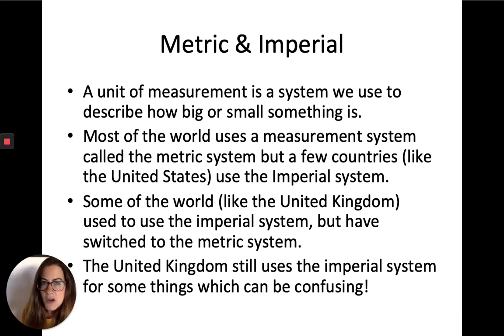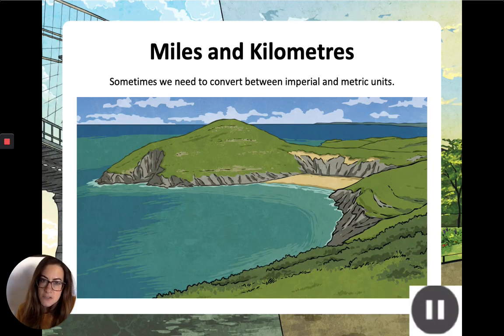So just a reminder, we've been through this in our answers there, but just to be really clear, a unit of measurement is a system to describe the size of something. And most of the world uses the metric system, but some countries use the imperial system. And in the United Kingdom, we use metric for some things and imperial for other things, which can be a bit confusing. So it's really important that we know how to convert between metric and imperial to be able to continue that common language, to make sure we understand what it means.